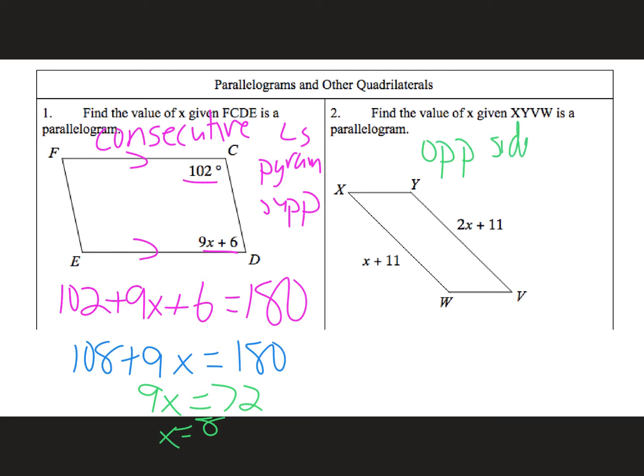This one's opposite sides are congruent or equal. So we can just say x plus 11 equals 2x plus 11. Subtract x from both sides. Subtract 11 from both. Oh, x is 0. That's a wacky one.